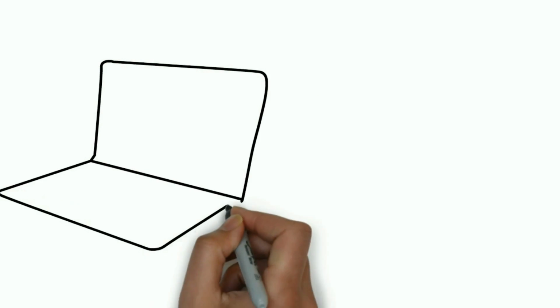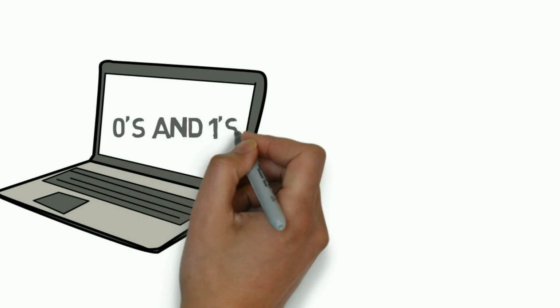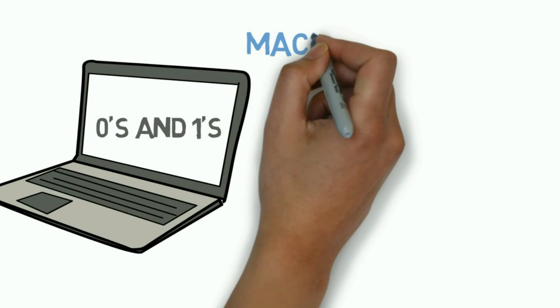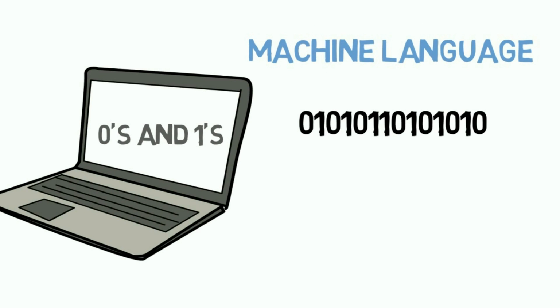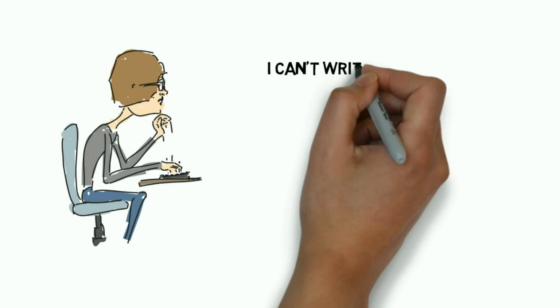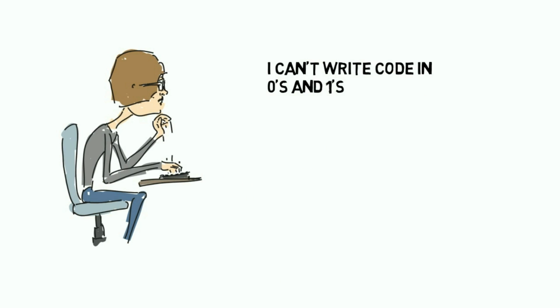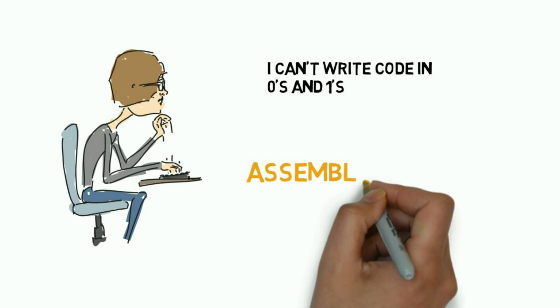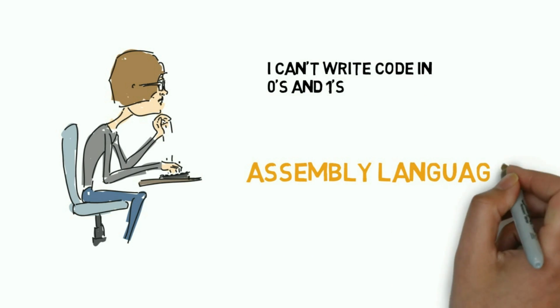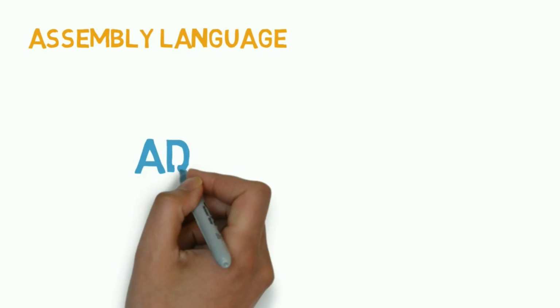Computer understands some instructions, and these instructions are in binary form, that is zeros and ones. We call it machine language or machine code. Here is the example. But programmers can't write code in machine language. Therefore, computer scientists created assembly language, which was easier for humans to understand.